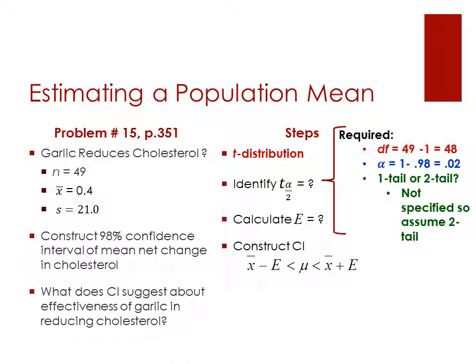Now, as you're looking through your T distribution table, you may notice that you don't have a degrees of freedom specifically for 48. So in this instance, you're going to use the degrees of freedom for the value closest to that, which in this case would be 50.